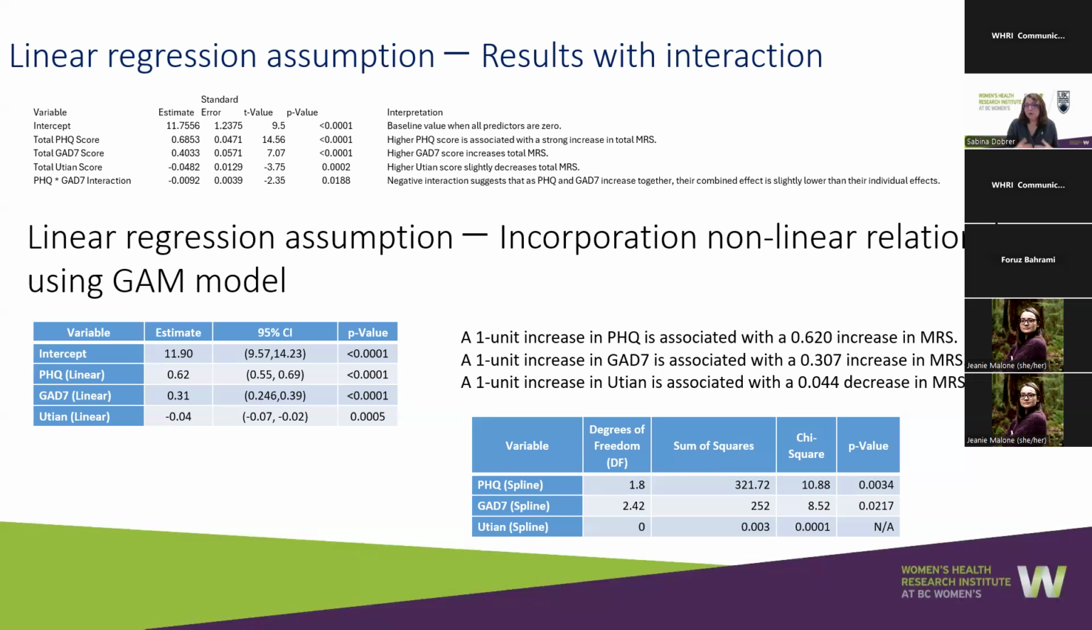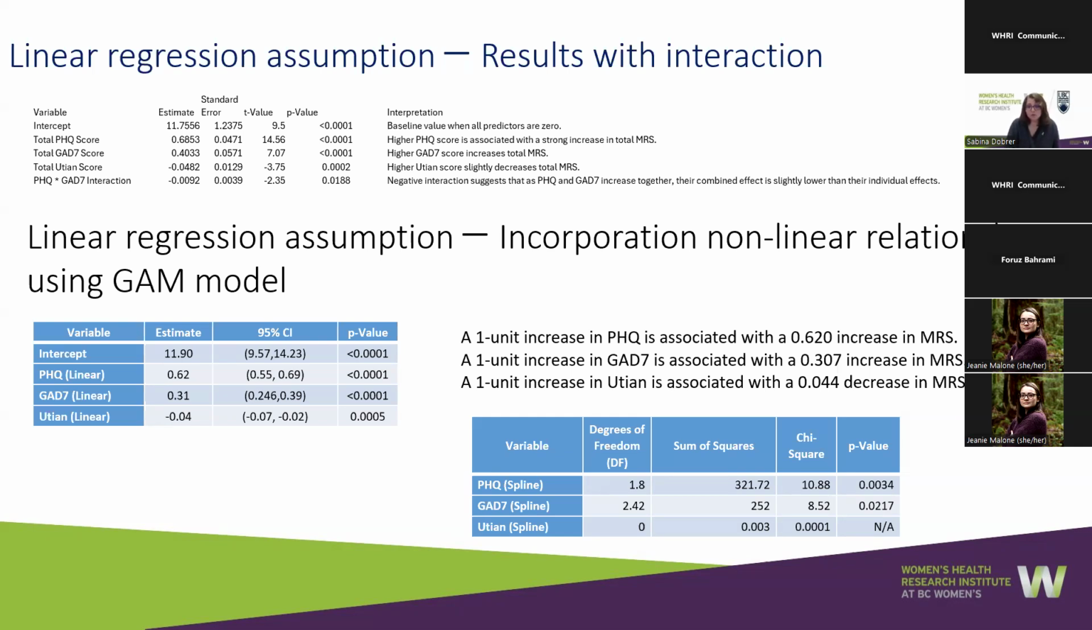So basically, you can add this spline to your model and see if the relationship was different. When I run this model to establish if there are nonlinear relationships, the results were similar to our actual relationship. For a 1 unit increase in depression, it's still 0.6. For GAD, it's 0.3. It was 0.4 before. And a slightly lower relationship for the U10 score.